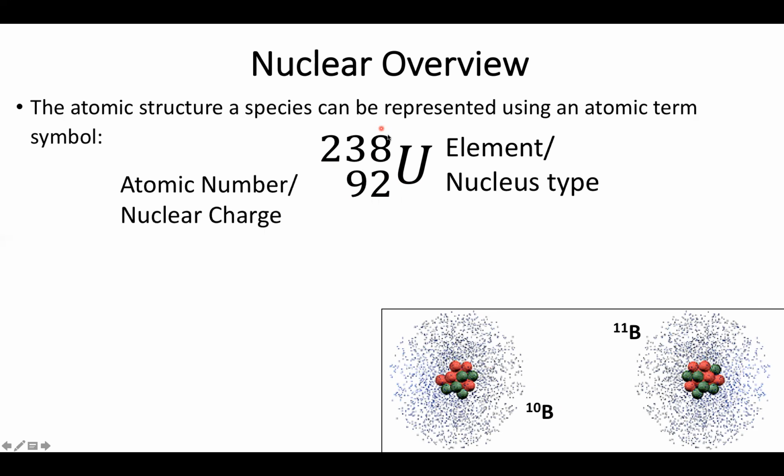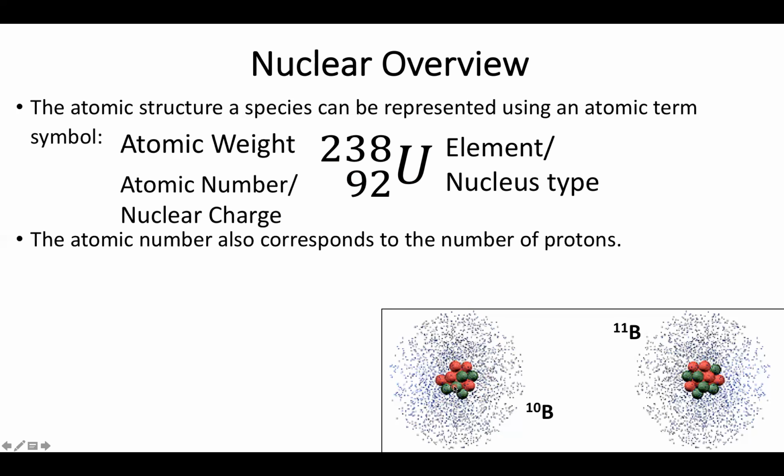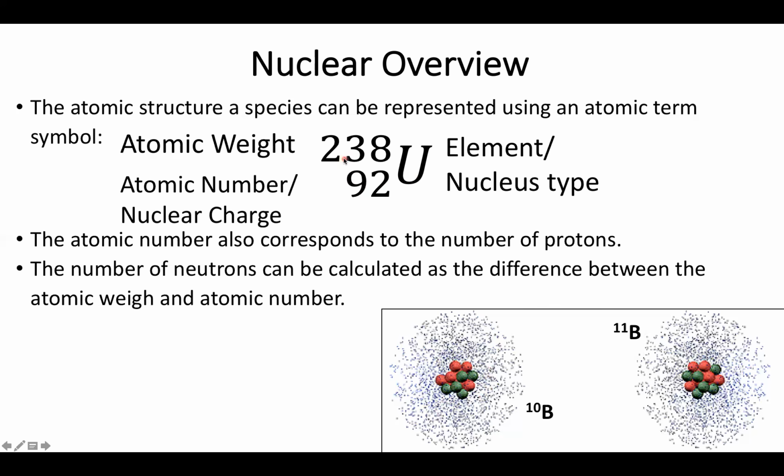Then in the upper left-hand corner, we have our atomic weight. This is the total mass of protons plus neutrons, really just telling me how many particles are in my nucleus. So again, our atomic number is going to be the same thing as the number of protons. That means that everything else is going to be my neutrons. So I can find the number of neutrons by taking the difference between my atomic weight and my atomic number.